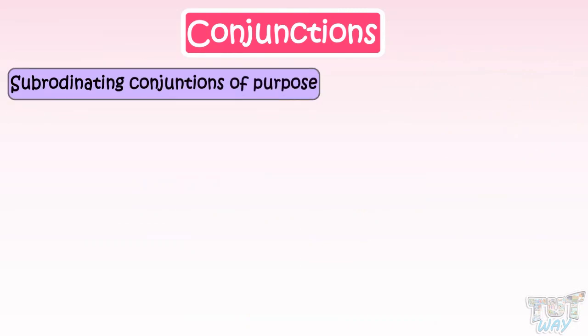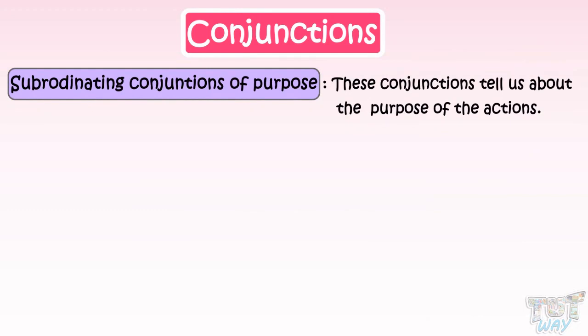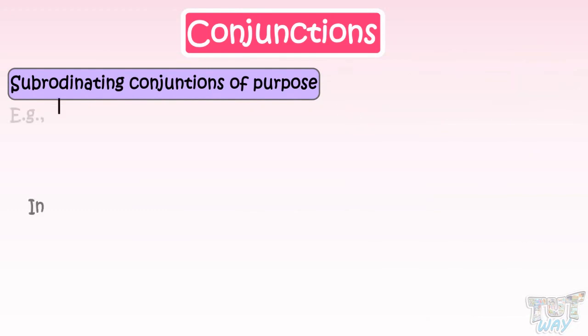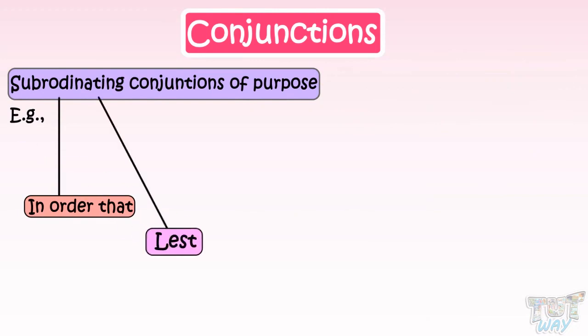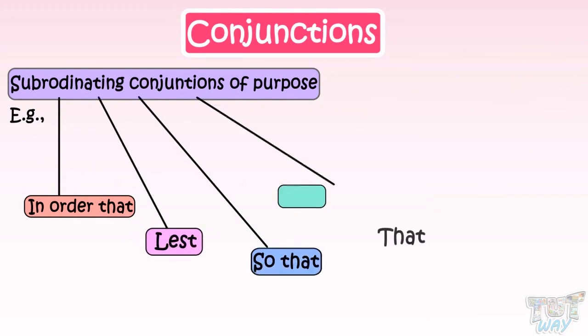Next, we will learn the conjunctions of purpose. These conjunctions tell us about the purpose of the actions. For example, in order that, lest, so that, that. Let's see some example sentences containing conjunctions of purpose.